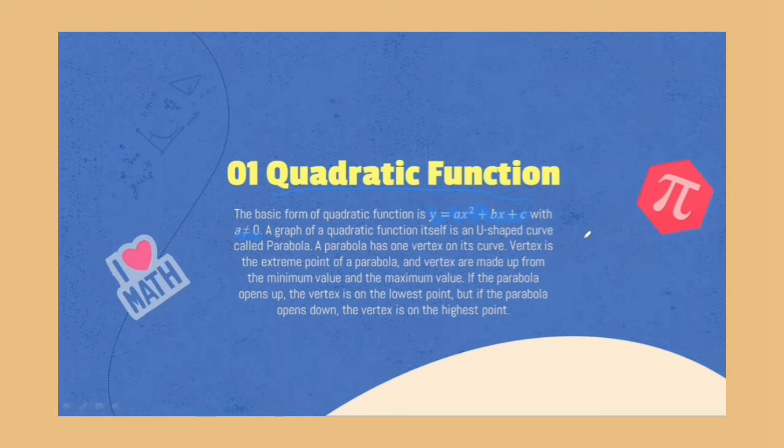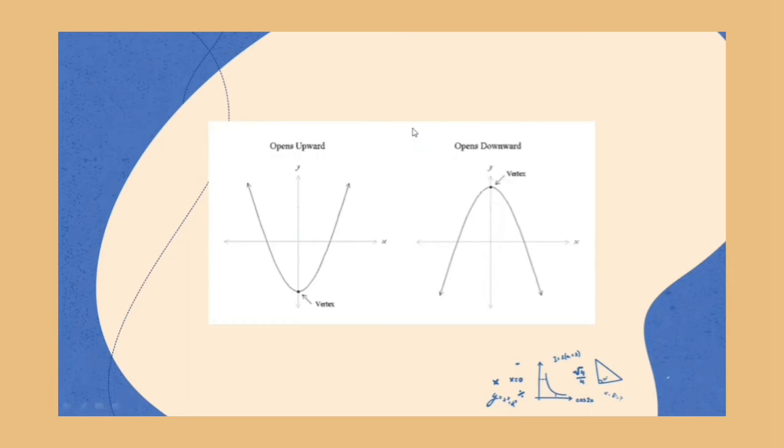Vertex is the extreme point of a parabola, and the vertex is made up from the minimum value and the maximum value. If the parabola opens up, the vertex is on the lowest point. But if the parabola opens down, the vertex is on the highest point. This is an example of a parabola. When it opens upward, the vertex is on the lowest point. But if it opens downward, the vertex is on the highest point.